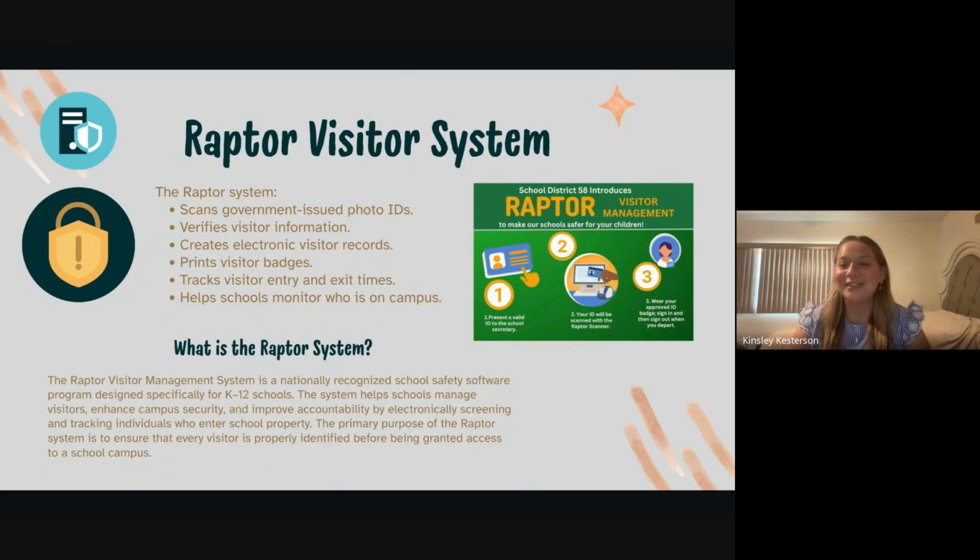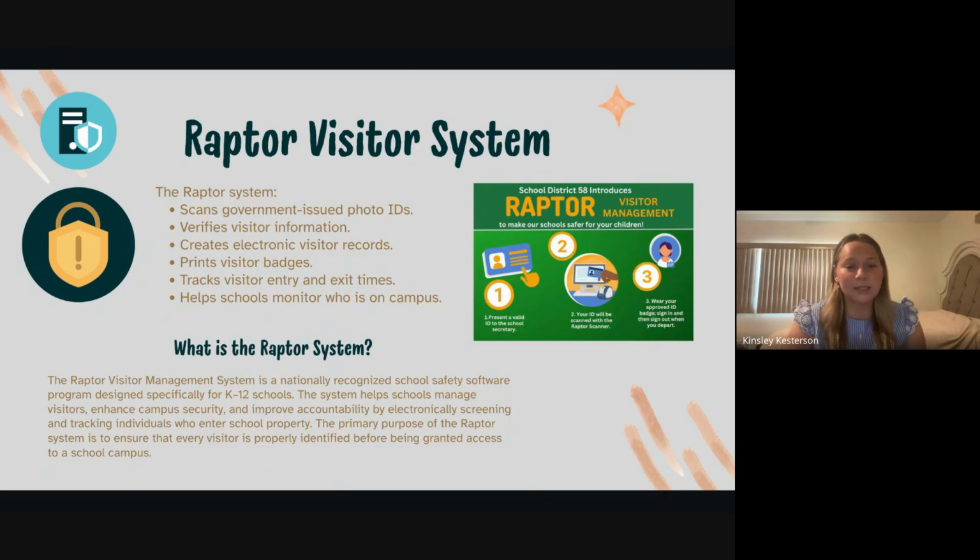So the visitor system that Highlands County uses is the Raptor visitor system. And this scans the government issued IDs and verifies that you are who you say you are and that you are allowed to be at a school campus. And it will create an electronic visitor record and it will print the visitor badges. And it just helps schools monitor who's on campus. So this little graphic is just a simple, easy way to see how it works. You present your ID, it scans it, and then it prints out a badge.